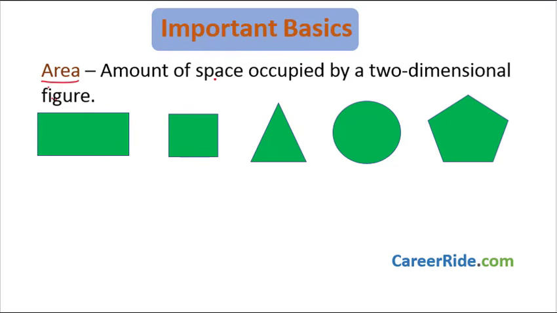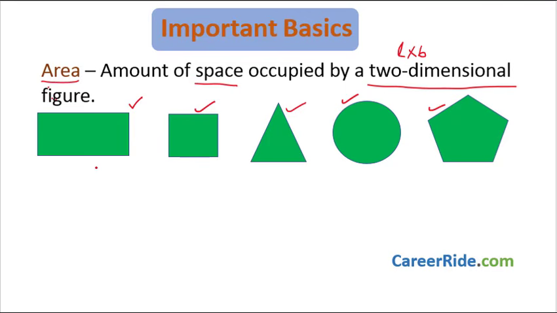Area is the amount of space occupied by a two-dimensional space. I've very specifically written two-dimensional space here, which means we are talking about only length and breadth, only two dimensions. We are not talking about height here, otherwise we would be talking about volumes. Now these two-dimensional figures can be a rectangle, a square, a triangle, a circle, or any other hexagon, heptagon, octagon, or any other polygon.